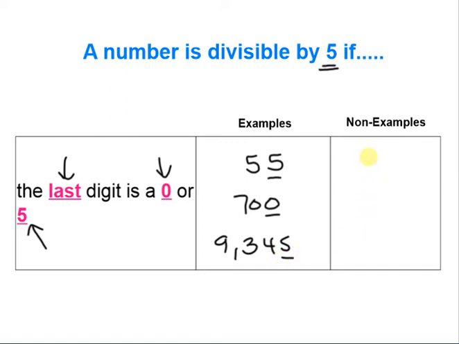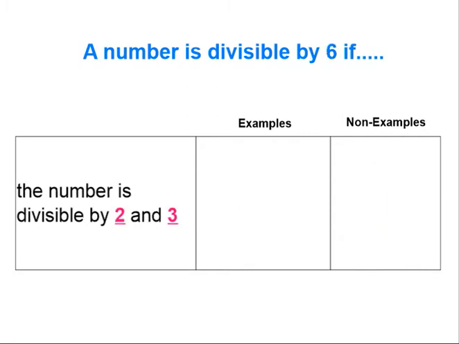Some non-examples are going to be the number 71. That would not work. We could do the number 803. That would not work. Or we could do the number 17,472. That would not work either because those digits are not a 0 or a 5.